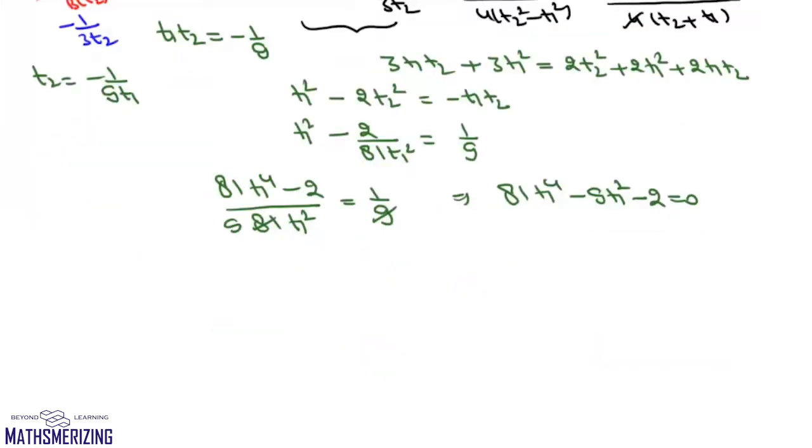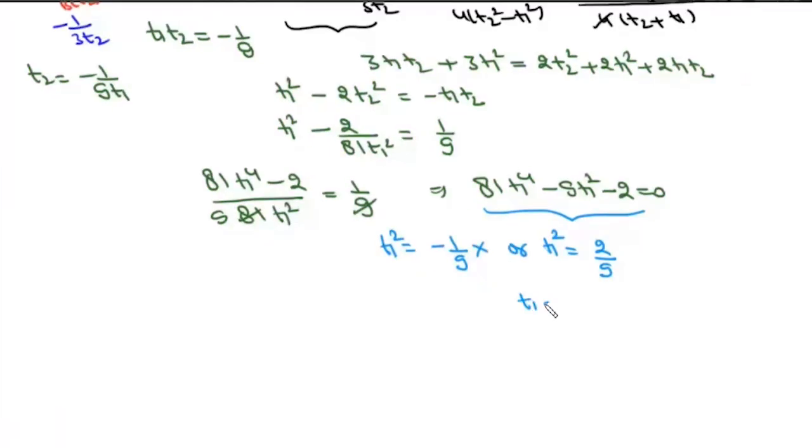Now if we solve this quadratic equation, we get t1 square as minus 1 by 9 or t1 square as 2 by 9. Now minus 1 by 9 won't give us any real solution. We get t1 equals plus minus root 2 by 3. Now if we put the value of t1 in this, we can write t2 as minus plus 1 by 9 and t1 is root 2 by 3, so it will be minus plus 1 upon 3 root 2.